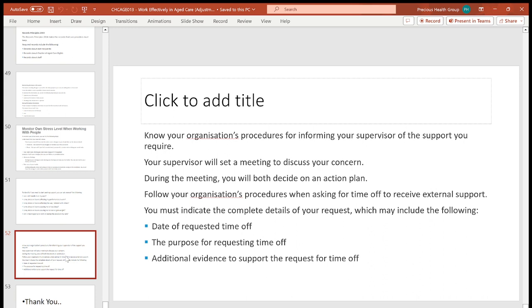Follow your organization's policies and procedures when asking for time off or receiving external support. You must indicate the complete details of your request, which may include the date of the requested time off, the purpose of the requested time off, and additional evidence to support the request. We need to be very okay before we can support others in aged care.